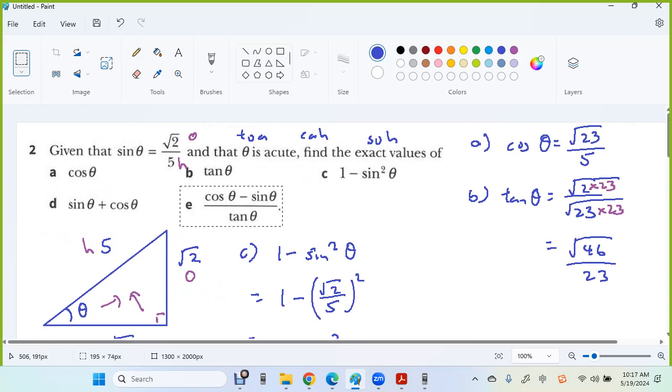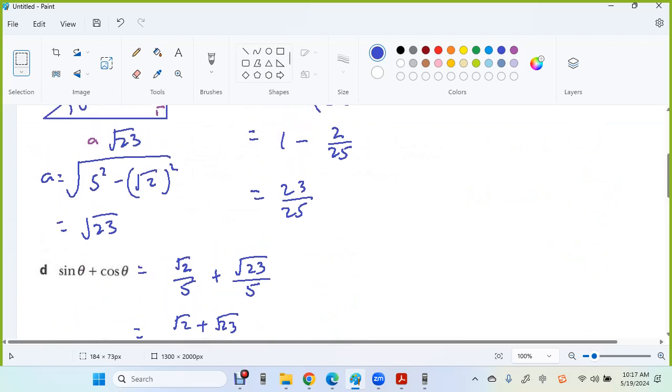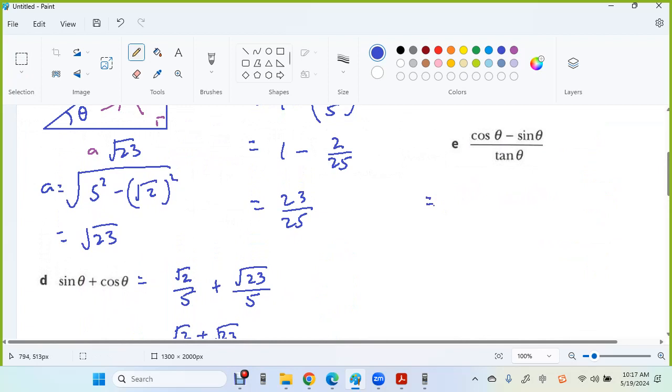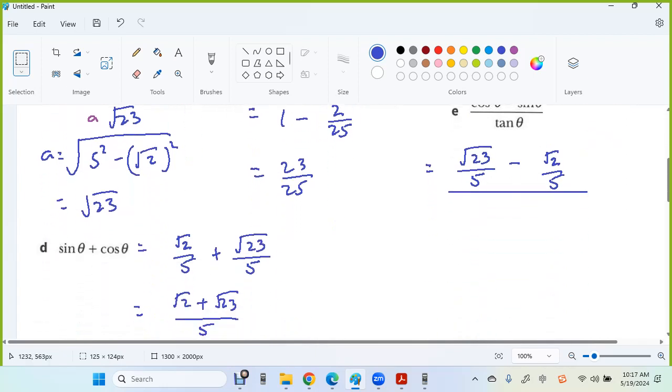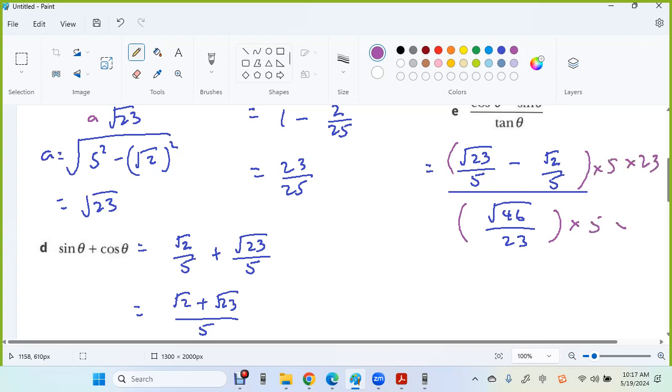Last, we have the cos theta minus sine theta over tangent theta. Okay, so cos theta is this one, minus sine theta is this, and the whole thing over the square root 46 over 23. Okay, so all multiply with 5 and then multiply with 23. So we have the 23 square root 23 minus 23 square root 2, divided by 5 square root 46.